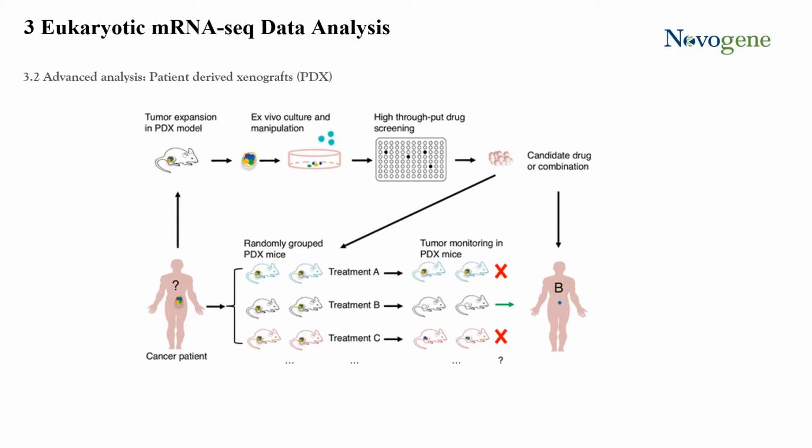So following the scheme on the left that I'm showing you in the slide, we take some of the cancer cells from the patient and we introduce them in a humanized mouse. These cancer cells will grow and we can propagate the cells in vitro. Using a common high-throughput drug screening test, we can select for possible candidate drugs or a combination of drugs.